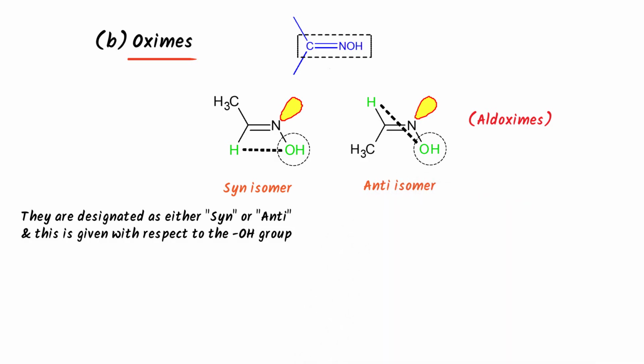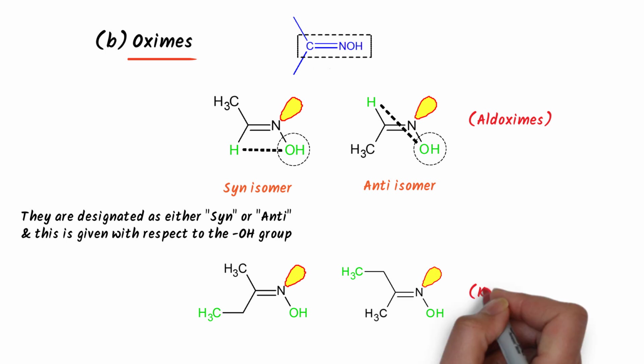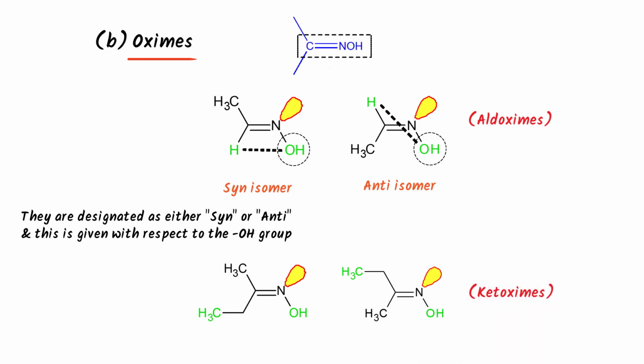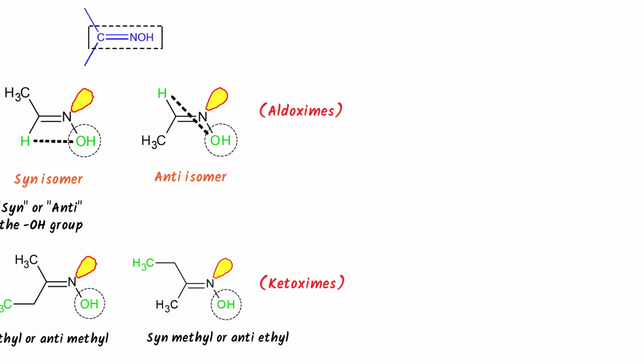Now, we have two more examples. In this case, the carbon atom is attached to two alkyl groups. For that reason, they are called ketoximes. And again, all the conditions are satisfied, so they are geometrical isomers. The first one is syn-ethyl or anti-methyl, while the second one will be syn-methyl or anti-ethyl, because we are giving the nomenclature with respect to the OH group attached to the nitrogen atom.